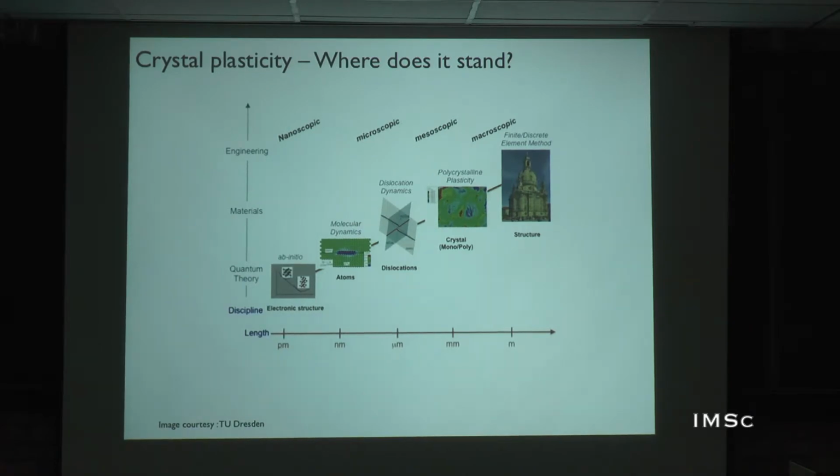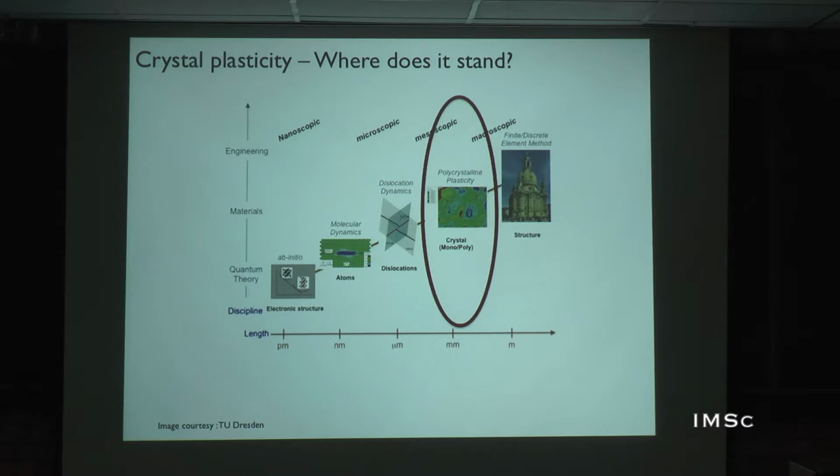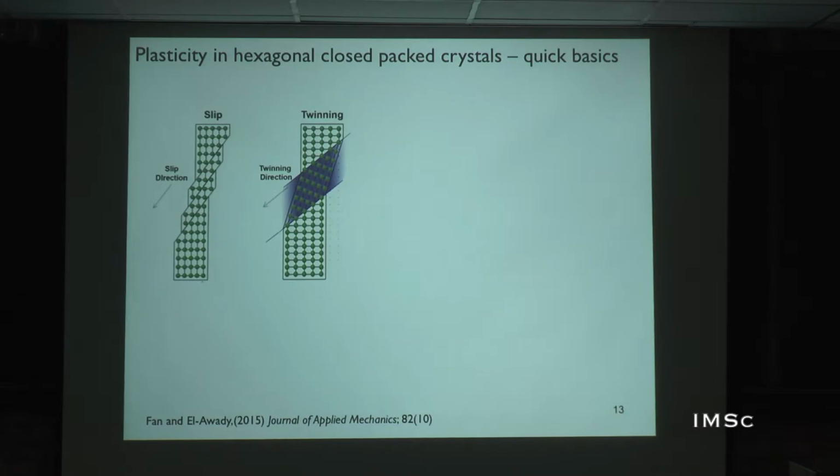So just to put it in the right place, this is where we tend to stand. It's called mesoscale or polycrystalline plasticity, because these days having a slide like this is mandatory. Whenever you talk about material models, you want to identify where you stand with respect to the other people who are doing material models. So now I'm coming to the crux of my talk.